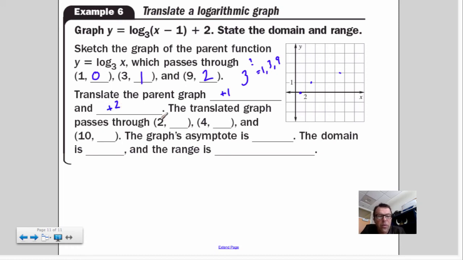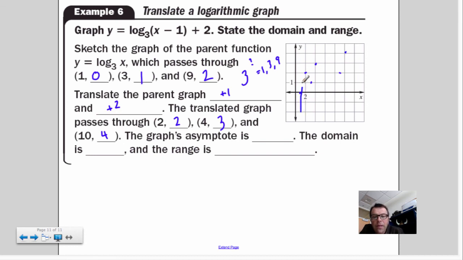They already added the 1s. They're so nice. 1 plus 1 is 2. 3 plus 1 is 4. 9 plus 1 is 10. And I'm going to add 2 to the y values. That's 2. That's 3. That's 4. And so I'll have my new graph here at 2, 2. At 4, 3. And you can kind of see how these points are getting shifted. And then at 10, 4 here. And then I've got my graph.